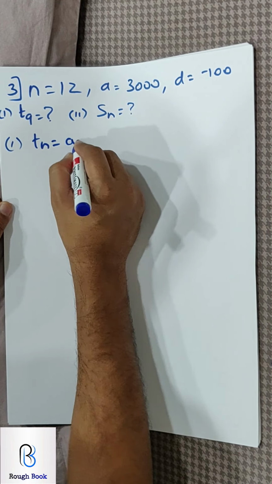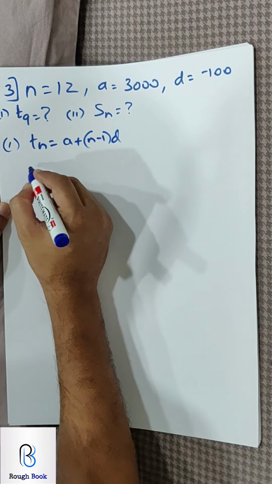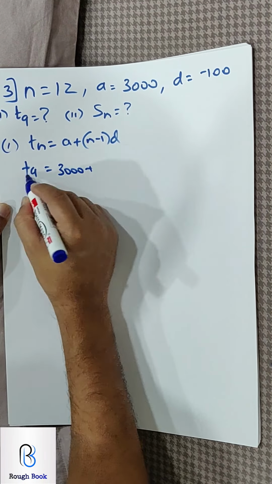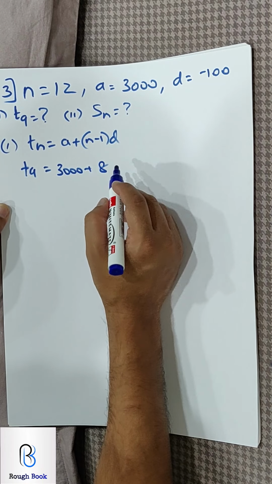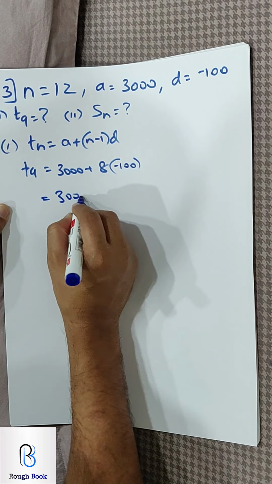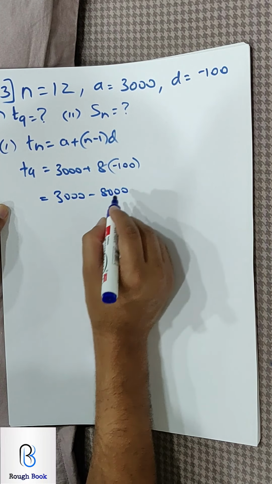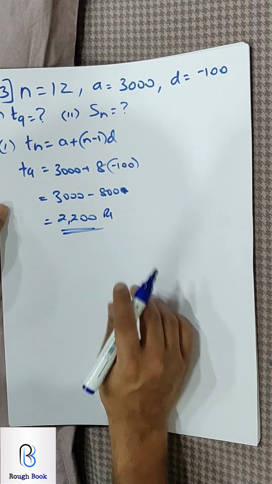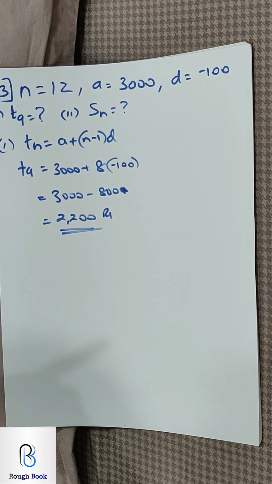So Tn equals a plus (n minus 1) into d. So T9: a is 3000, n will be 9 minus 1, so 8, and common difference is minus 100. So I will get 3000 minus 800. So 2200. That should be the 9th installment. Is it very simple? Great.